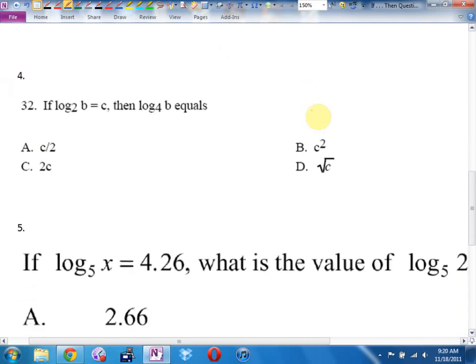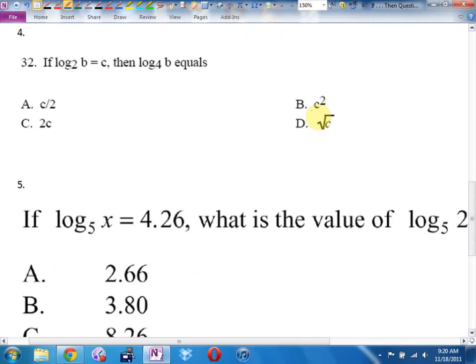If the log base 2 of B equals C, then the log base 4 of B equals... And then the options are C over 2, C squared, 2C, or root C. I'm guessing a 2 is going to show up somewhere in the answer, since they're kind of hidden everywhere.